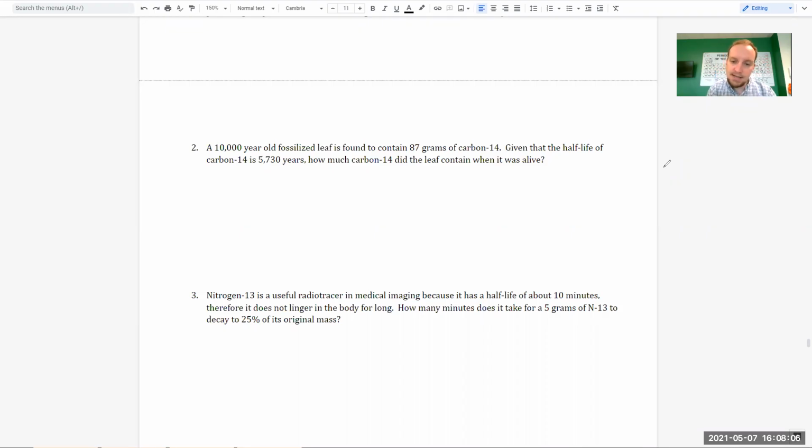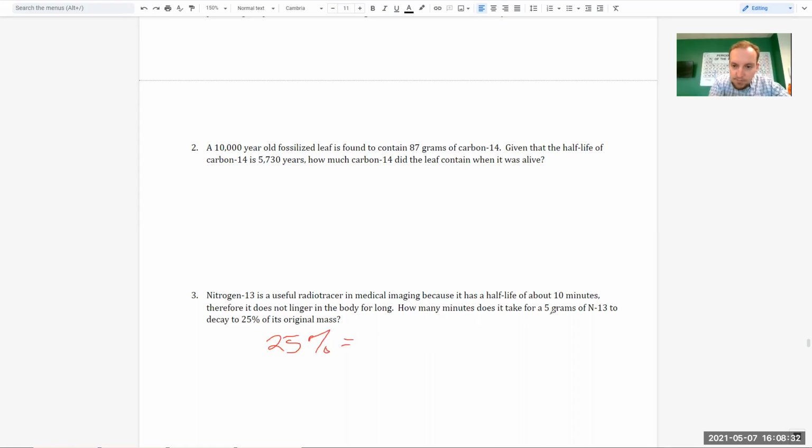How many minutes does it take for 5 grams of nitrogen-13 to decay to 25% of its original mass? Okay, so if we try to use the original equation, our amount that remains is, well, we don't know. 25% of its original mass. Okay, we could potentially say we're going to be left with 25%.